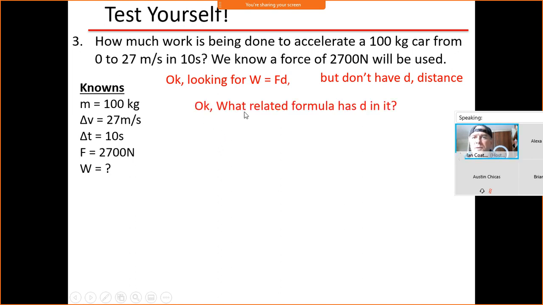What related formula has distance in it? This is where you go back to your formula sheet. This is where you want to be, this is what the question is asking, but I don't have distance. So you've got to find a formula that has distance and backtrack. I need this formula here to find distance, so I can plug it into this formula to find work. Distance is equal to half acceleration t squared. I have time, 10 seconds, but I don't have acceleration.